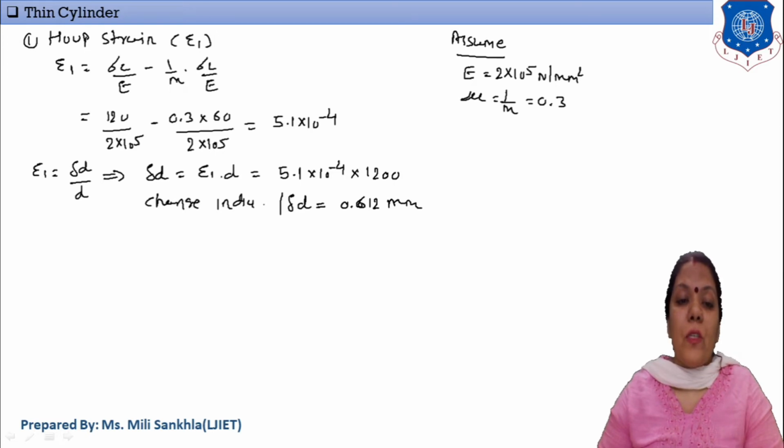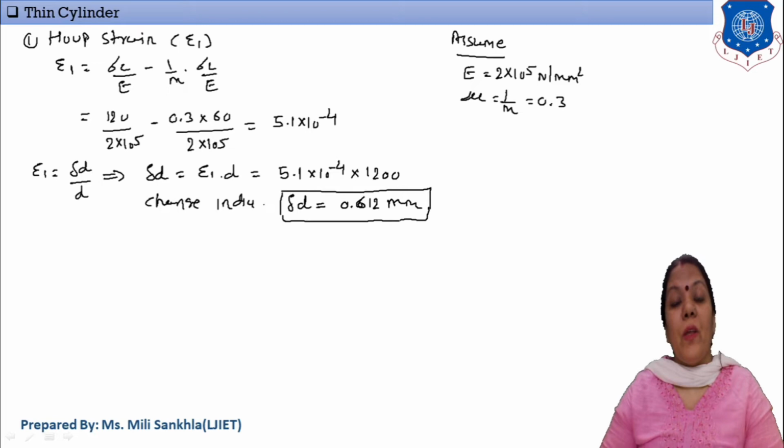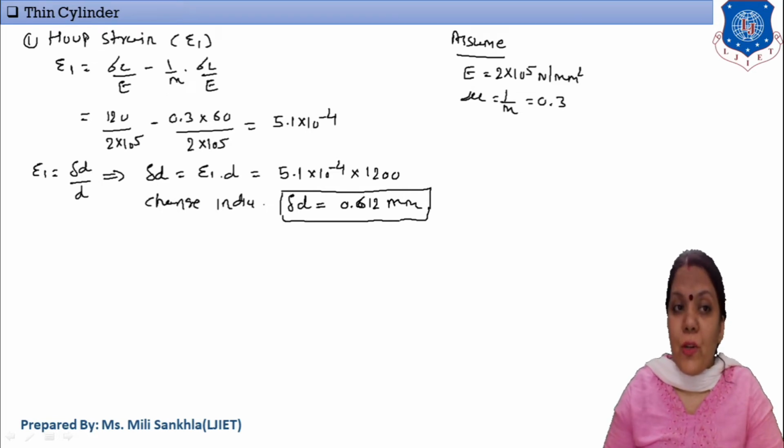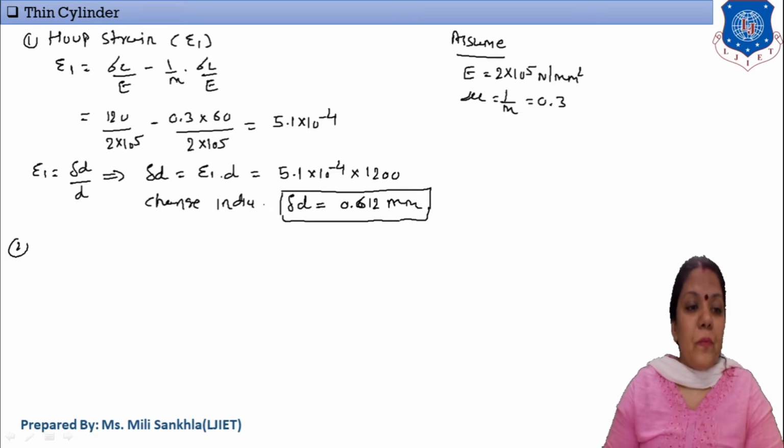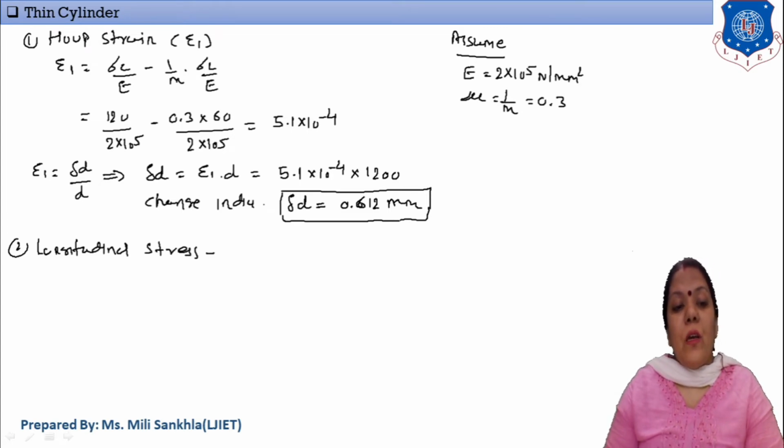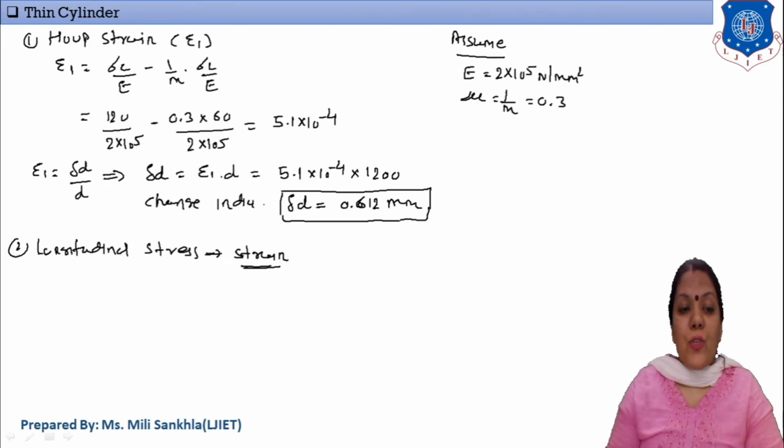Okay, here we first find out the change in diameter, that is del D. Now second, we find out the longitudinal strain. Write down the longitudinal stress, and the notation for longitudinal stress we already found. Next we find the strain.